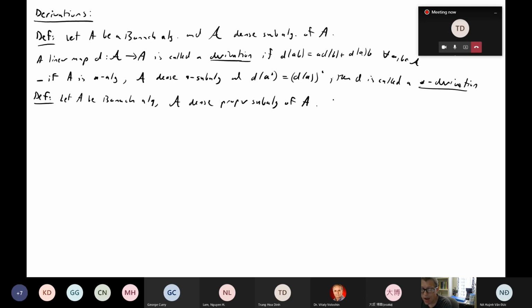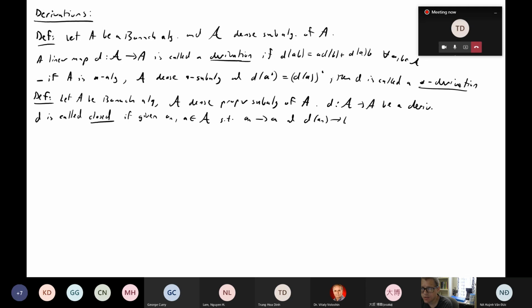Right. And D will take script A to A, be a derivation. So then we say D is closed if, given A_n and A in my dense subalgebra, so that the sequence A_n converges to A, and D on A_n converges to some B, then it must follow that D on A equals B. This is what we call closed.